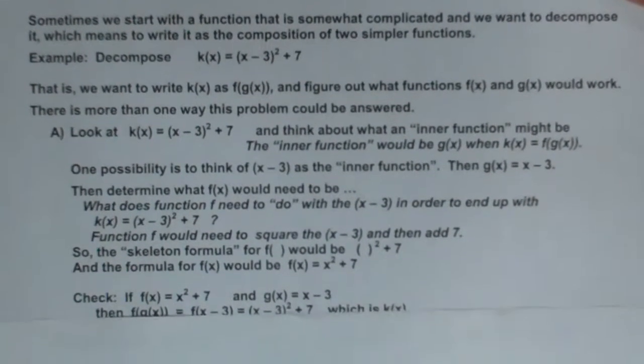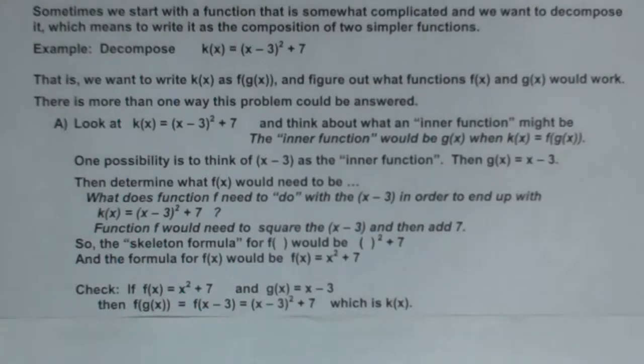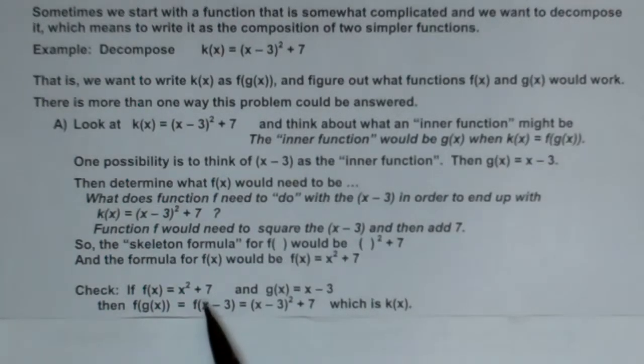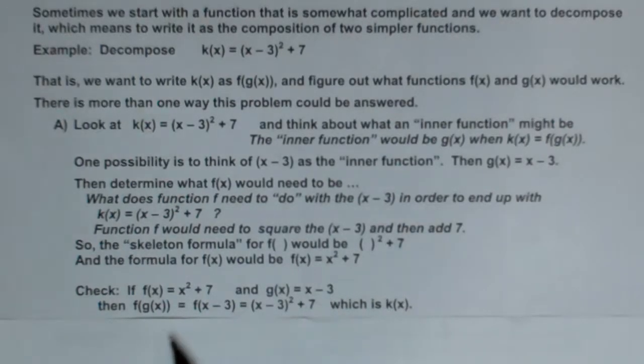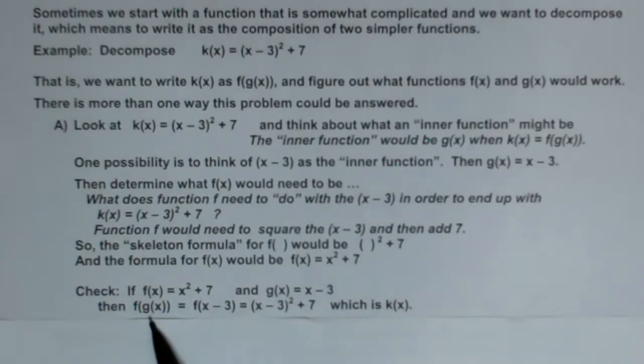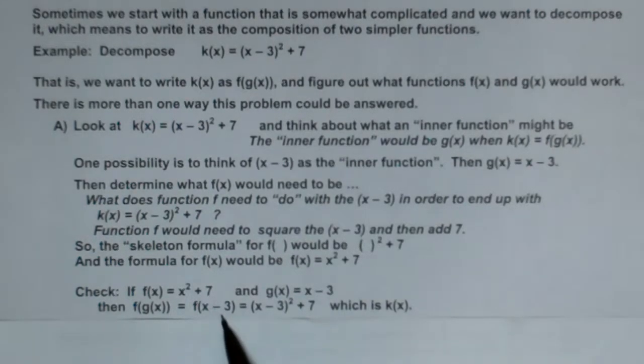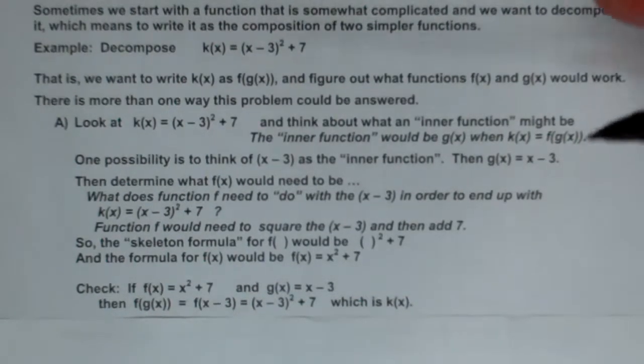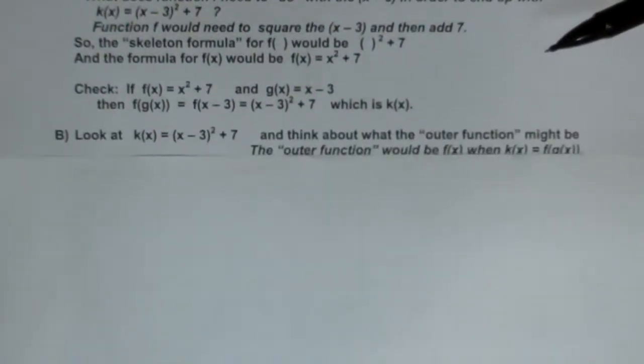We can check to see if we've got a good answer here. The f of x we had was x squared plus 7. The g of x we'd proposed was x minus 3. F of g of x would be f of, and we'd replace g of x with its definition, x minus 3, and then put that as input into the formula for f, getting (x minus 3) quantity squared plus 7. That is k of x, so we do have a correct answer here. However, there's another way to look at this problem.